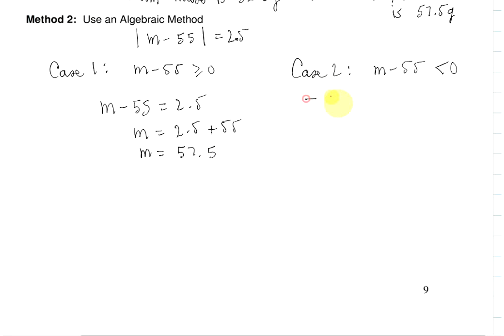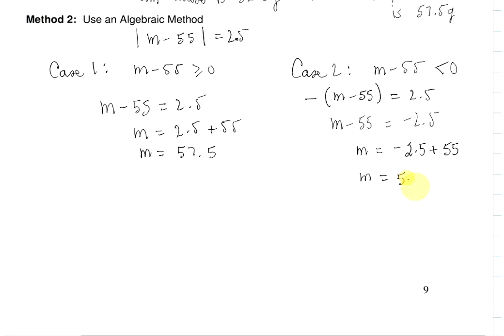Okay, case 2 is the negative version of that, and that's equal to 2.5. Divide both sides of the equation by -1. That gives us m minus 55 equals negative 2.5. And solve for m, and we get that m is equal to negative 2.5 plus 55. So m is equal to 52.5.